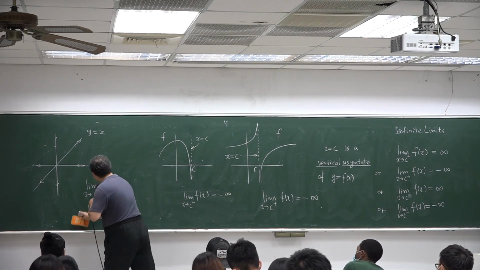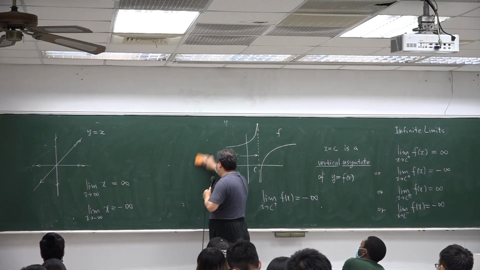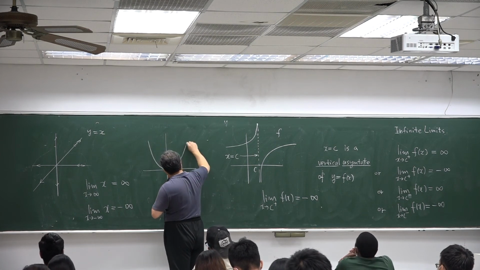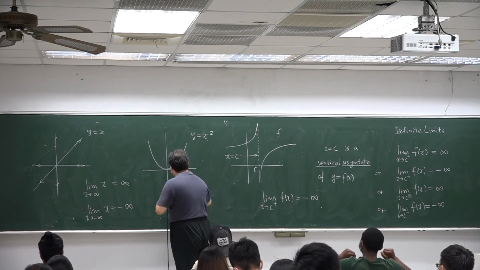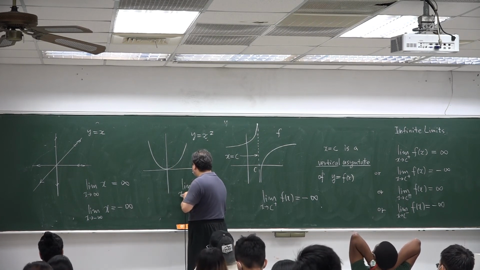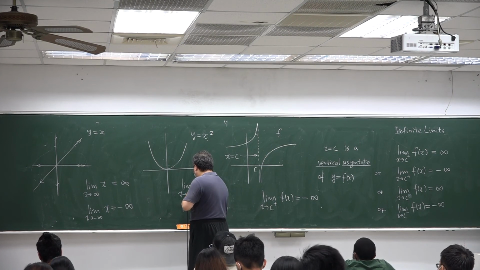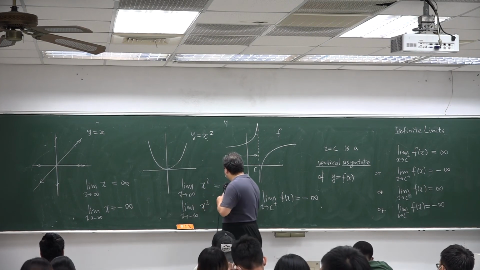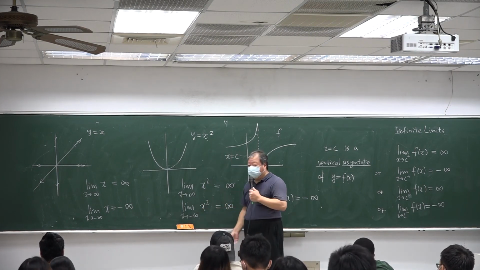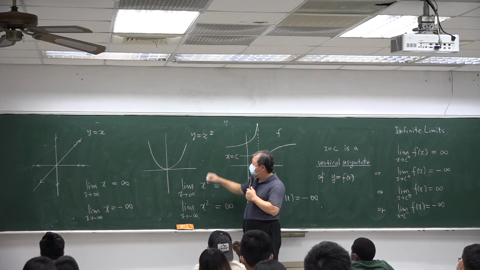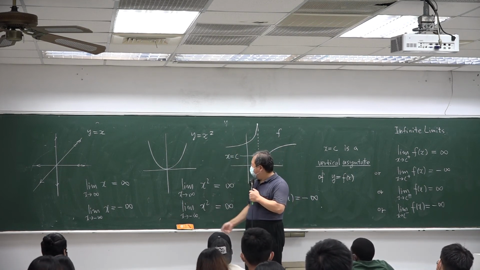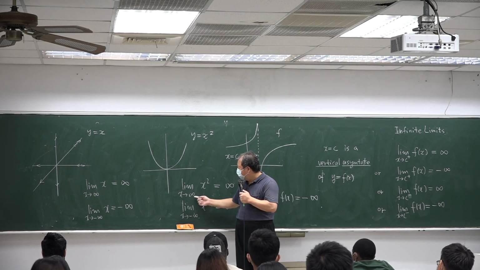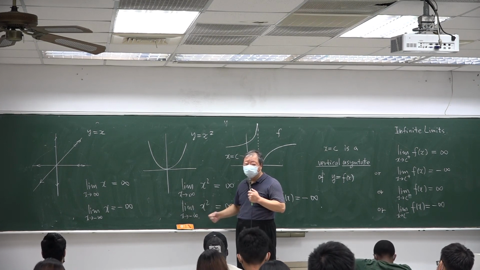Similarly, we conclude for this quadratic function, this squared function, we certainly have infinite limits at both positive infinity and minus infinity.